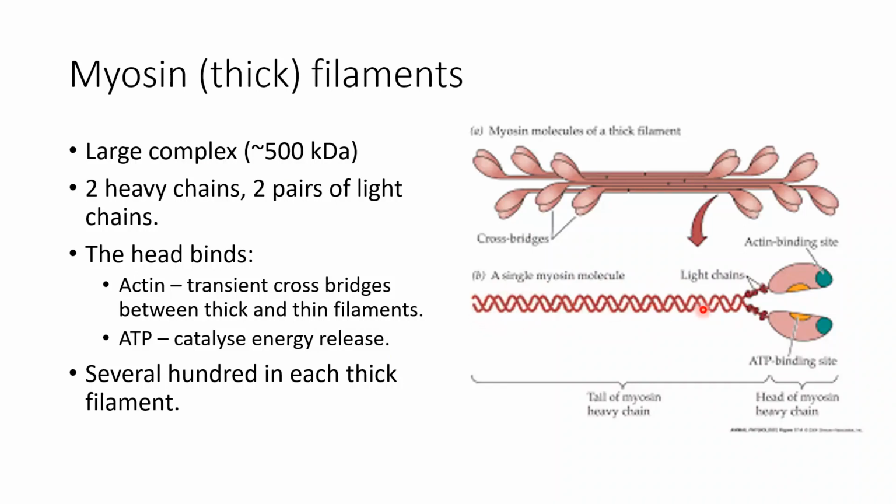There are two heavy chains and two light chains in each of the molecules. When you take the myosin head, it has two binding sites. One is for actin, and the other is for ATP. ATP is required for the energy for contraction. There are several hundreds of these myosin molecules in one of these thick filaments.